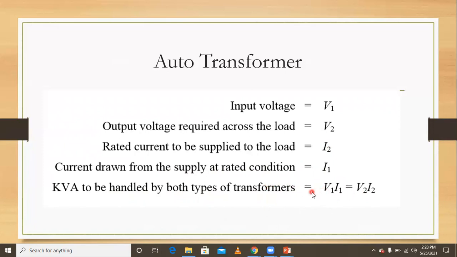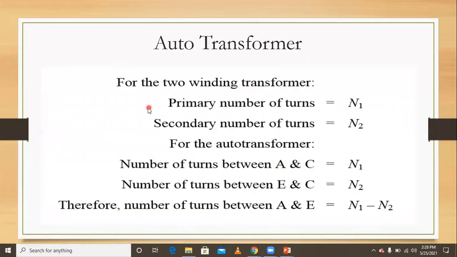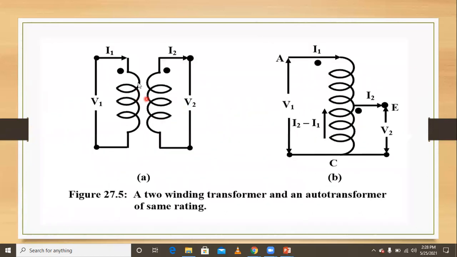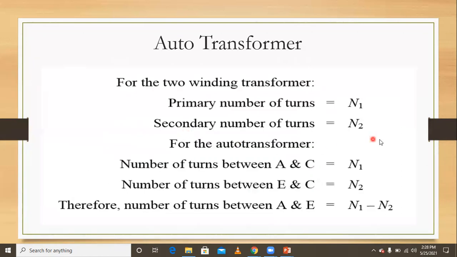So kVA is nothing but volt into current, volt ampere. V1 I1 is the primary side kVA, and V1 I1 is equal to V2 I2, the kVA handled by both types of transformer. For the two winding transformer, the primary number of turns is N1 and the secondary number of turns is N2.